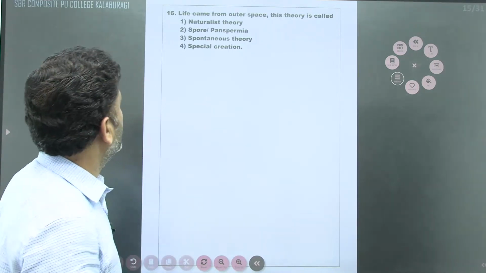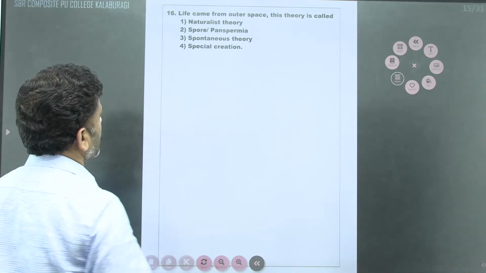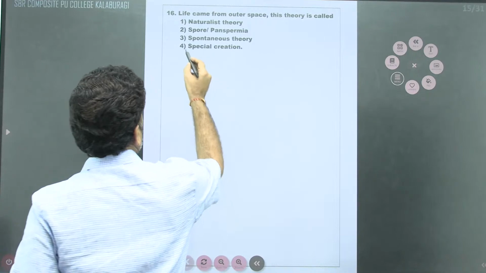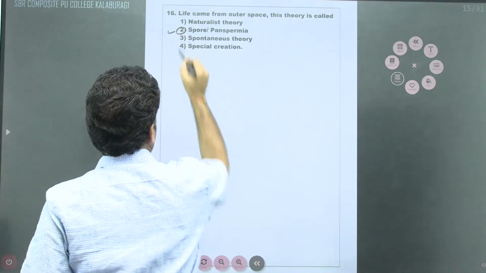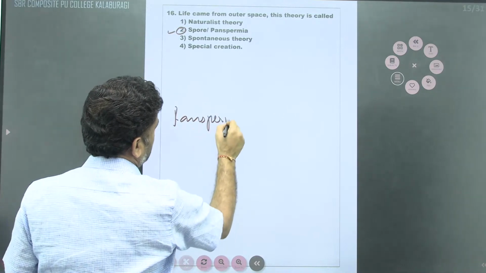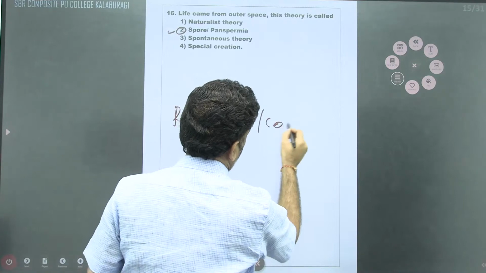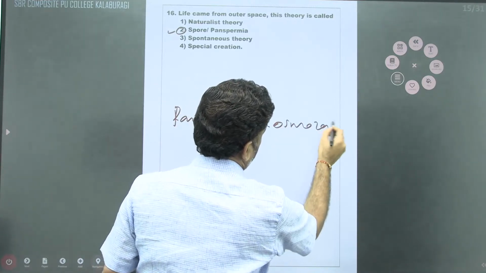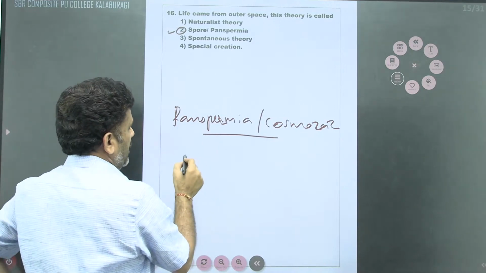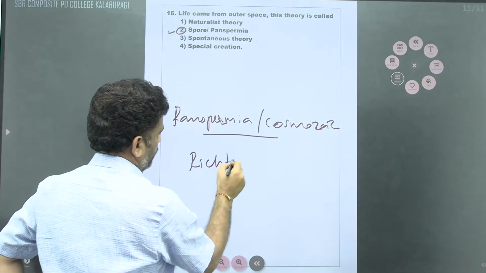Next, the idea that life came from outer space is called the panspermia theory. It is also called the cosmozoic theory or the theory of panspermia. This theory was explained by the scientist called Richter.